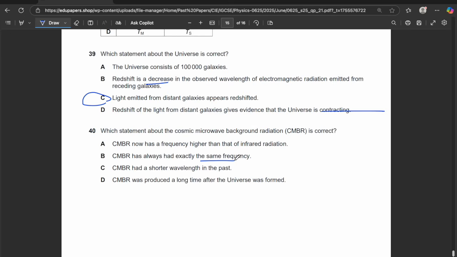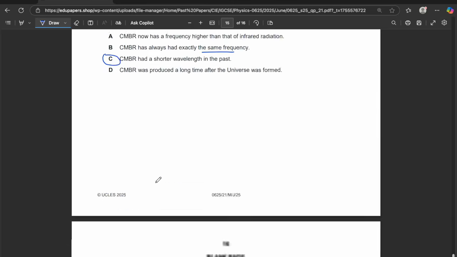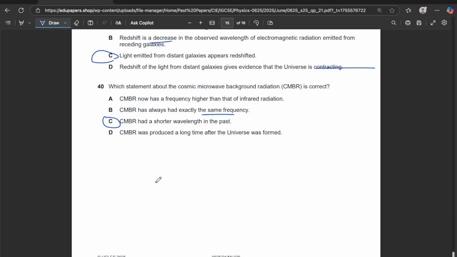C. CMBR had a shorter wavelength in the past. Yes, and it is the universe expanding. That's why the wavelength will increase. D. CMBR was produced a long time after the universe was formed. This is also not true. It was formed shortly after the universe was formed. So this is the end of the paper, and good luck with your studies.